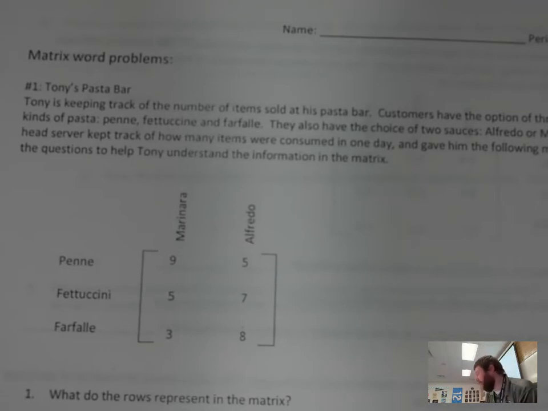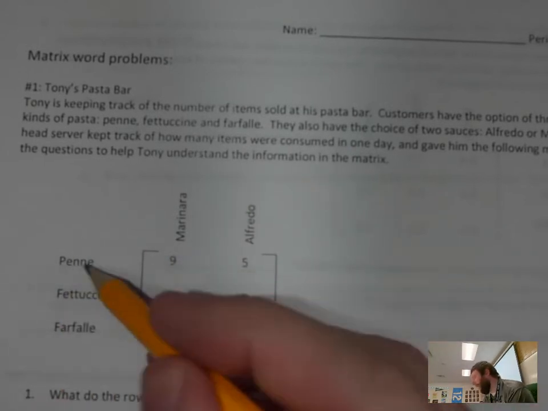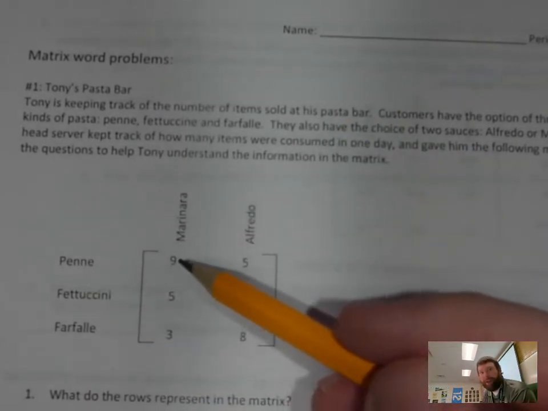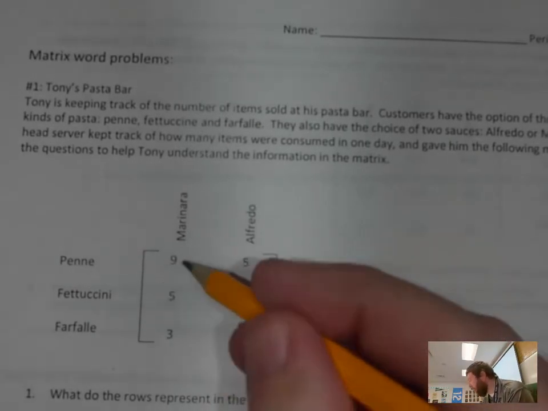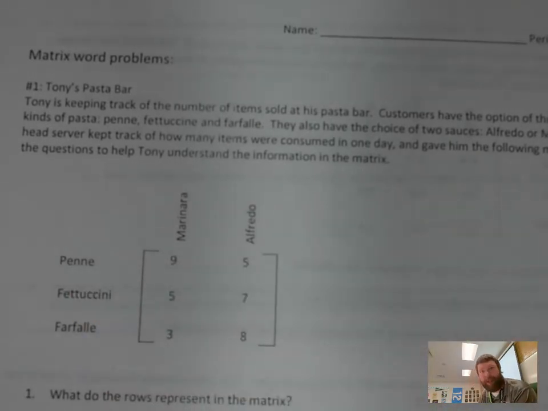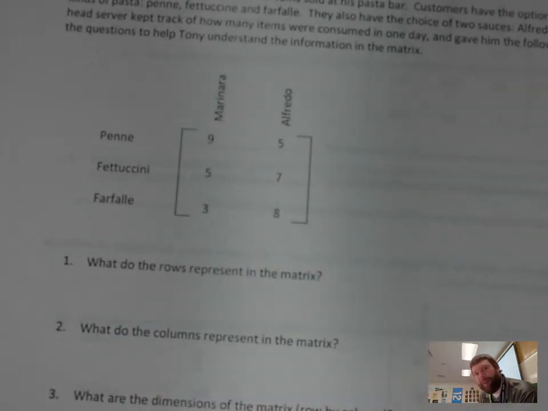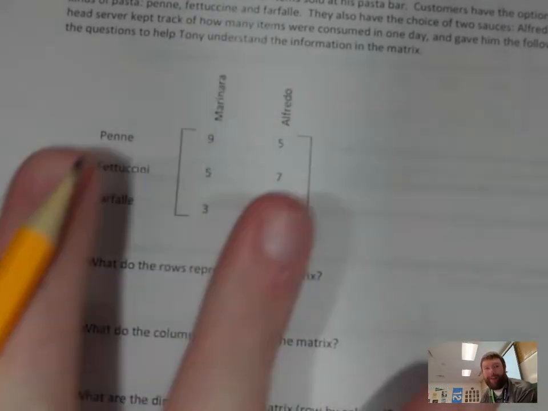But looking at this problem right here, we've got a pasta bar that's keeping track of items sold. So we've got a type of pasta and a type of sauce. Each row is a type of pasta and each column is a type of sauce. Obviously you don't eat a pasta without a sauce. It's kind of gross. So when you have a pasta, you're going to have a certain type of sauce with it as well. So two things apply to one thing. That tells you who ordered that, right? So 9 people ordered penne pasta with marinara sauce. It's going to ask us some questions for the word problems, and we're just basically interpreting the matrix.